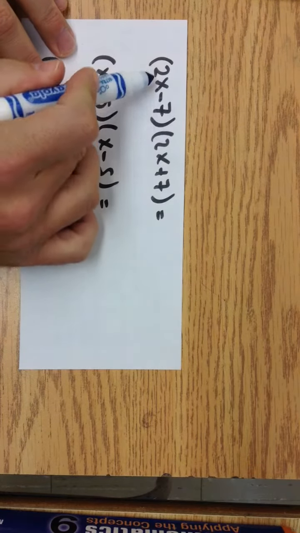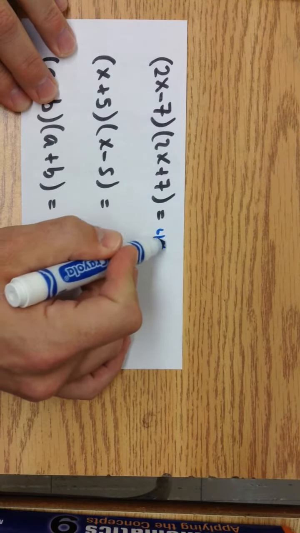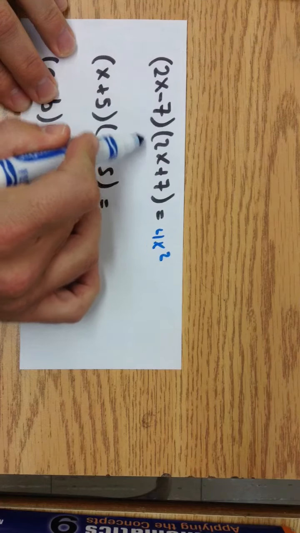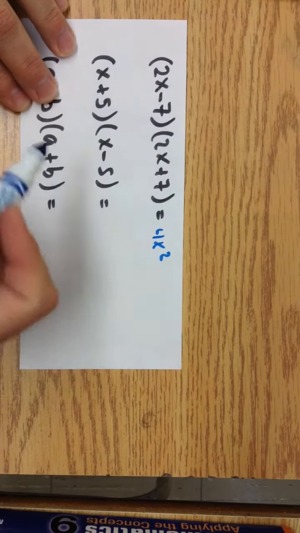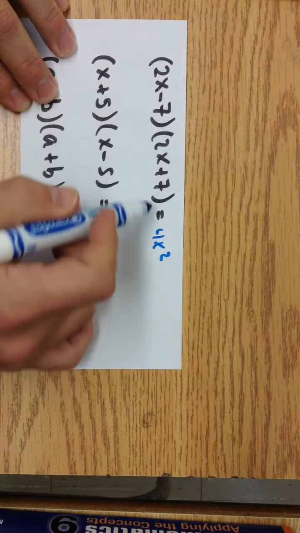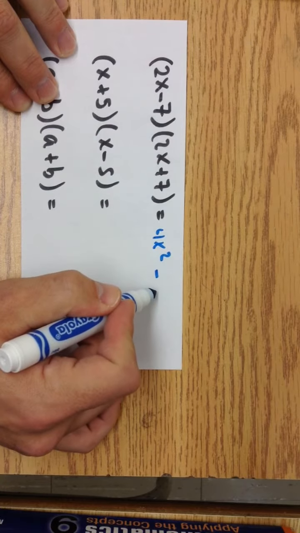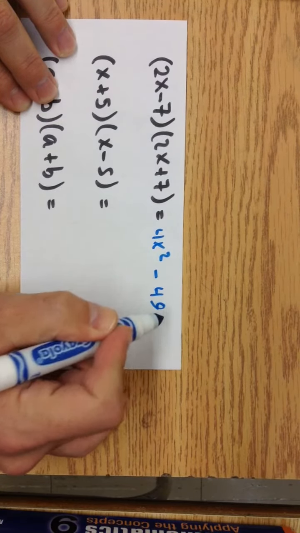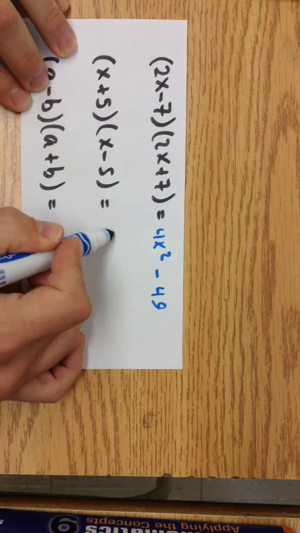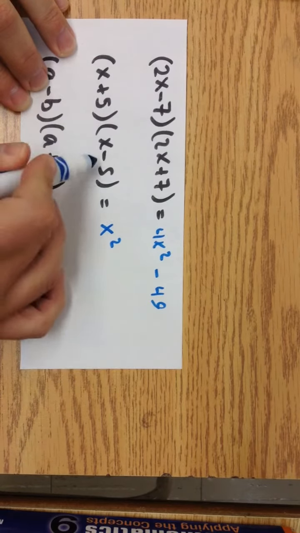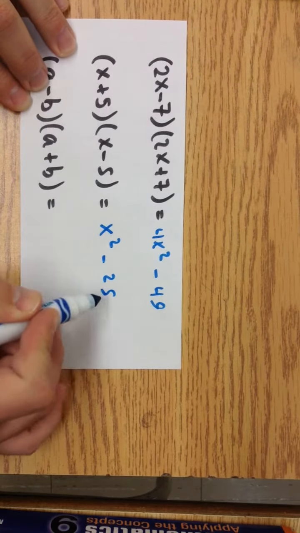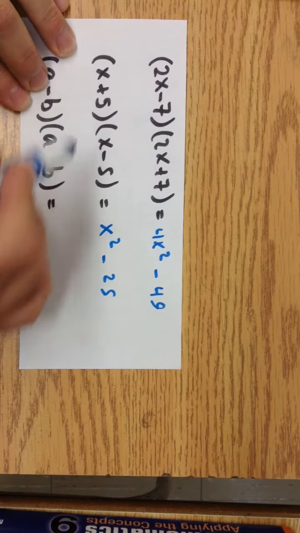remember that when we expanded, 2x times 2x gives us 4x squared. Then you're going to have minus 14 plus 14, that gets rid of the middle term. And then minus 7 times plus 7 gives us 49. The same thing will happen here. I'm going to end up with x squared and then minus 25, because plus 5 minus 5 will take away.